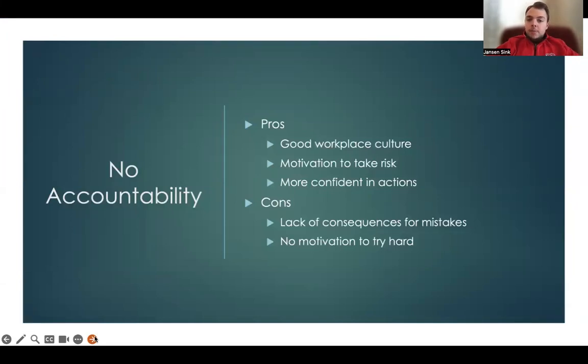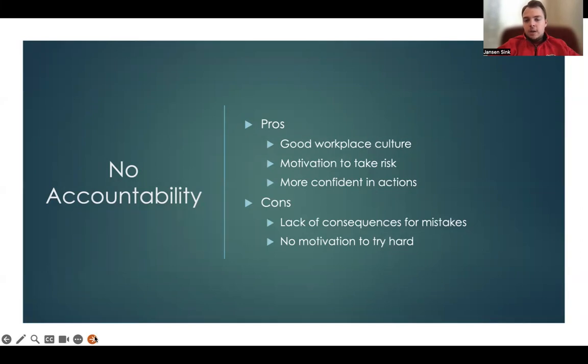On the pro column, this really leads to good workplace culture if done correctly. We see this in the disk drive team. When they failed, they use it as motivation. It's a learning opportunity. It gives them motivation to take risks, to jump out on a limb. And when you take these risks and you're successful, that's going to boost your confidence. So you're walking around more confident, which in turn enhances workplace culture. It kind of builds on itself.